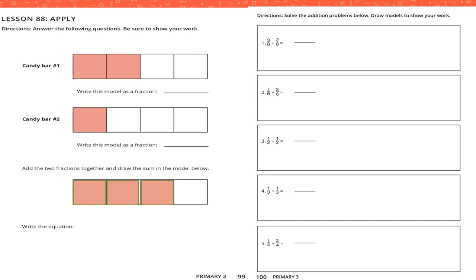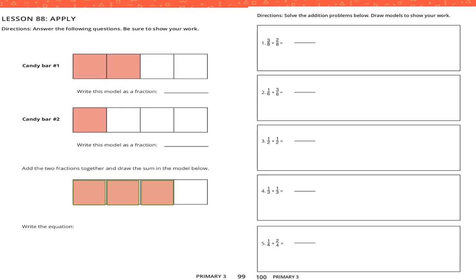Let's start the apply part here. Answer the following questions. Be sure to show your work. Look at number 1, this figure, a candy bar. And the question: write this model as a fraction. Remember the rule of the fraction: it equals the number of colored parts over the number of total parts.